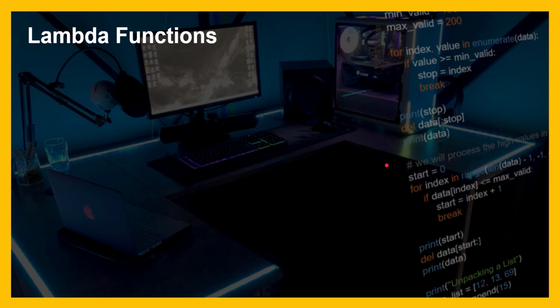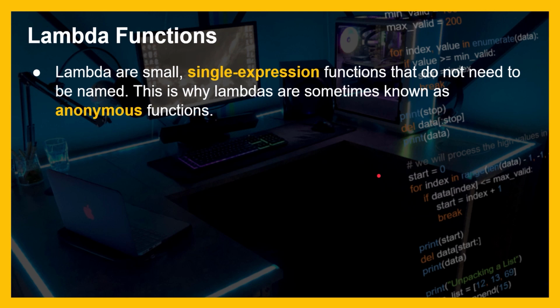But just in case, I do recommend that you watch that. Without any further ado, first of all, Lambdas are small single expression functions that do not need to be named. And this is why Lambdas are sometimes known as anonymous functions. So the keywords here are small, single expressions that don't need to be named, so you don't need to name them anything. That's why they are sometimes referred to as anonymous. And you'll see what people mean by single expression and small. So let's look at the structure of a Lambda function so we can better understand what single and small mean.